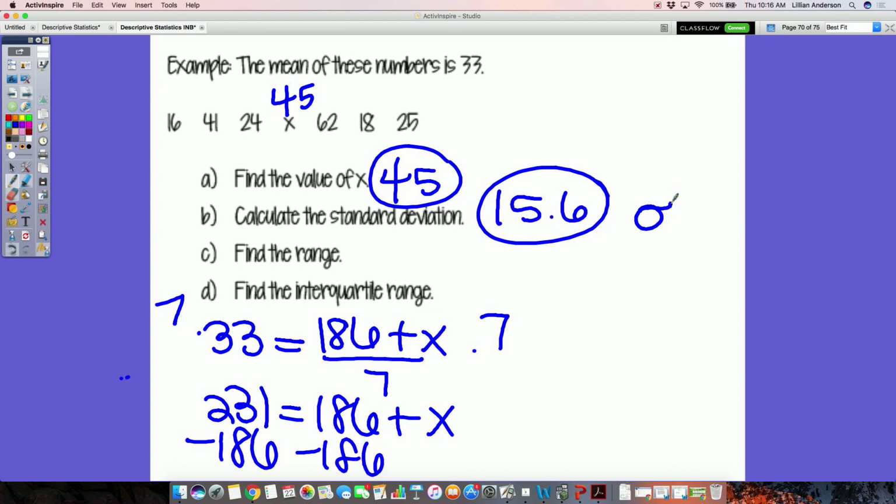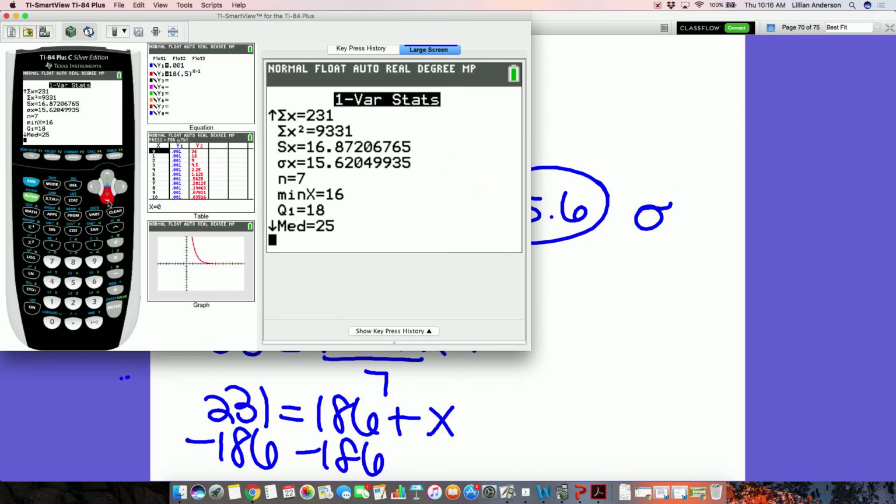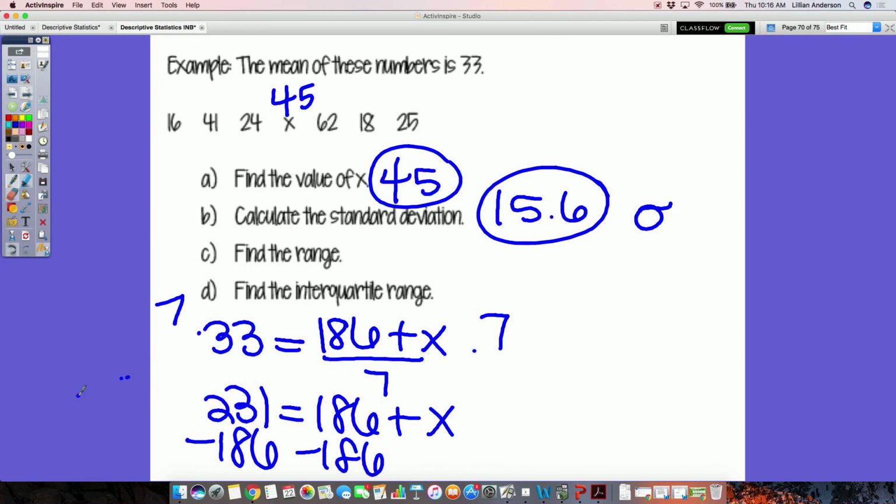The range. How do we find the range again? Highest minus lowest. Now, just to confirm, wasn't 16 our lowest value? Yes. Wasn't 62 our highest value? Yes. So there we go. So 62 minus 16. Just in case we had a little bit more data than just 7 pieces, sometimes you might miss where the smallest value is. You can always use your calculator to confirm that. What's 62 minus 16? 46. So that's our range.